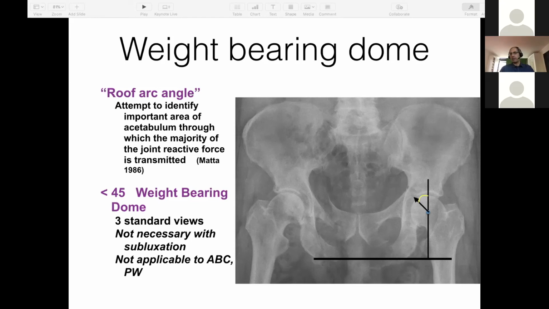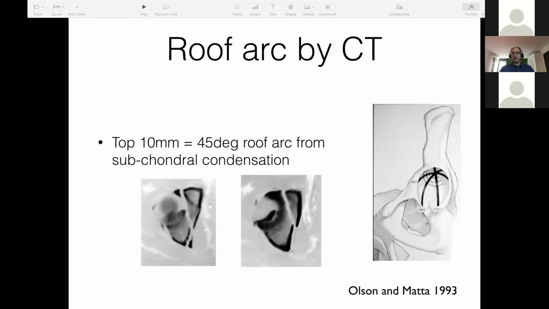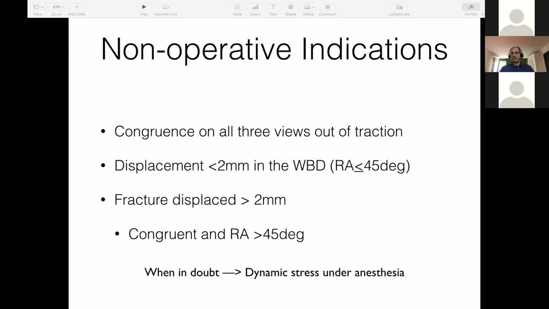Now that's been looked at in the CT era, and we consider that weight-bearing dome to be the upper 10 millimeters. When you're studying this on a CT scan, you ought to be thinking about how thick your cuts are, and you can calculate this down from the subchondral bone of the acetabulum. If that's involved, that's an indication for surgery.